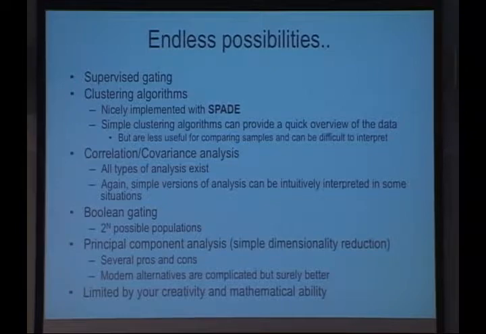So this is an overview of some of the possible things you could do with data like this. The most obvious is supervised gating, so you know what you're looking for, and you gate on these populations and see how percentages of cells vary between your groups. And this isn't going to go away. It's definitely a good way to start and try to get your head around what's happening. I'll show you some. And then there are clustering algorithms, which are most nicely implemented with SPADE.